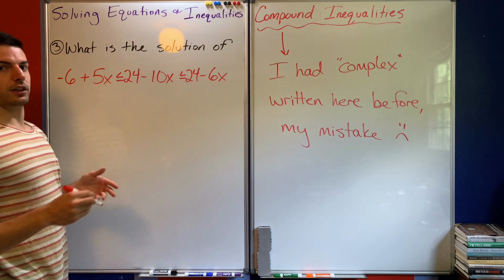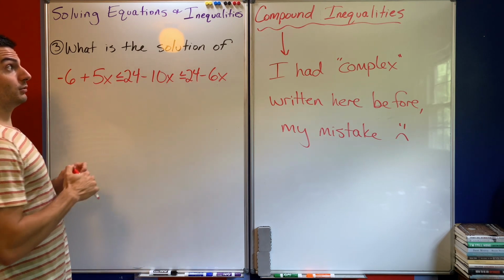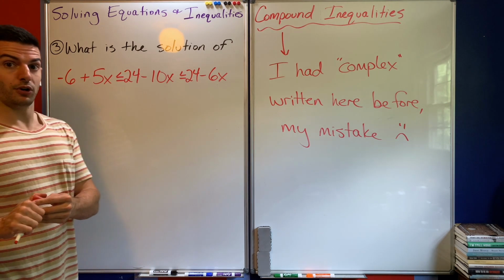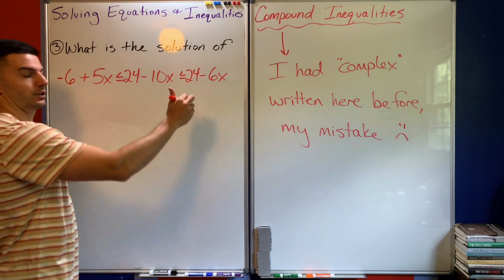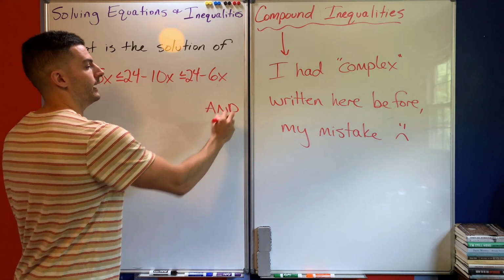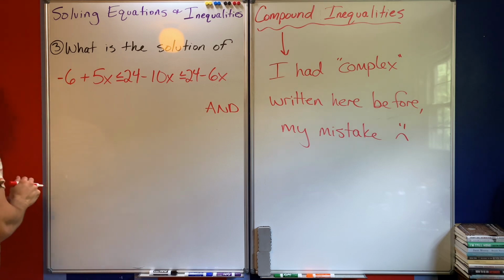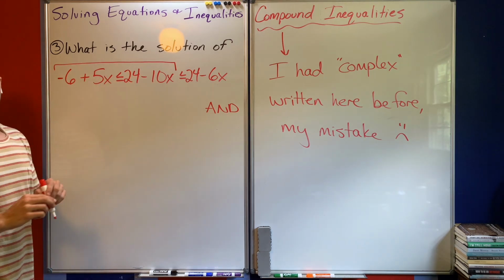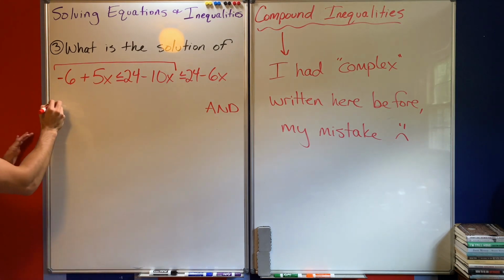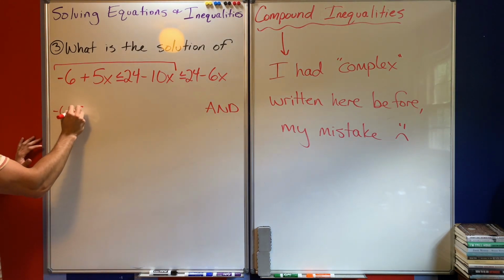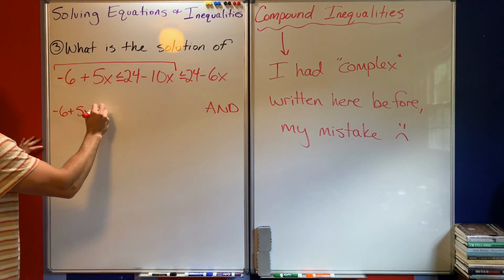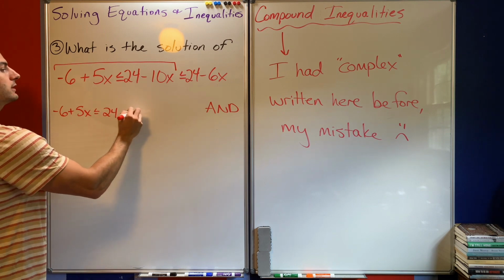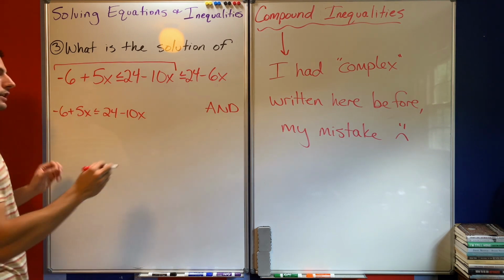So first thing I want to think of, it doesn't tell me explicitly whether this is an "and" or an "or" problem. But remember, when it's a long string like this, it's always "and." It's always "and," okay? The first inequality that I'm going to have is these two. And so again, just to write that, -6 + 5x is less than or equal to 24 - 10x, okay? That's what's included in the first one.